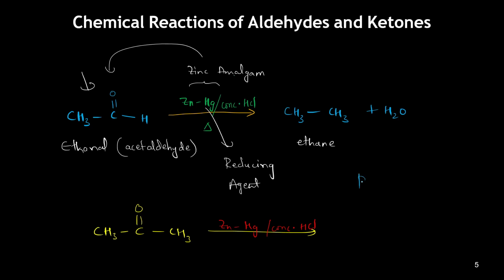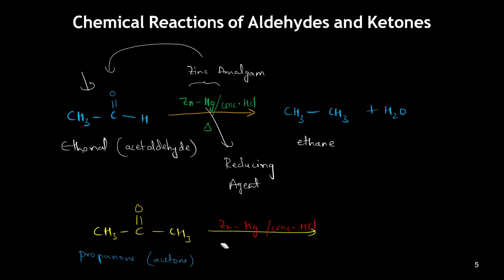3 carbons, we call it prop. And what is the suffix for the ketone? Non. So what do you call this? Propanone. So this is propanone. What's the other name for propanone? It's also called acetone, remember.